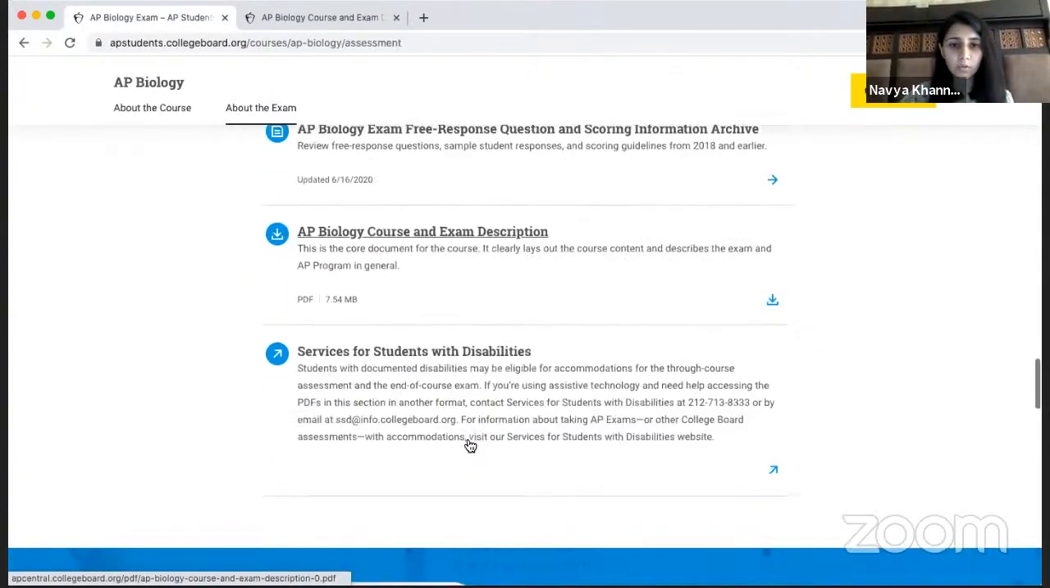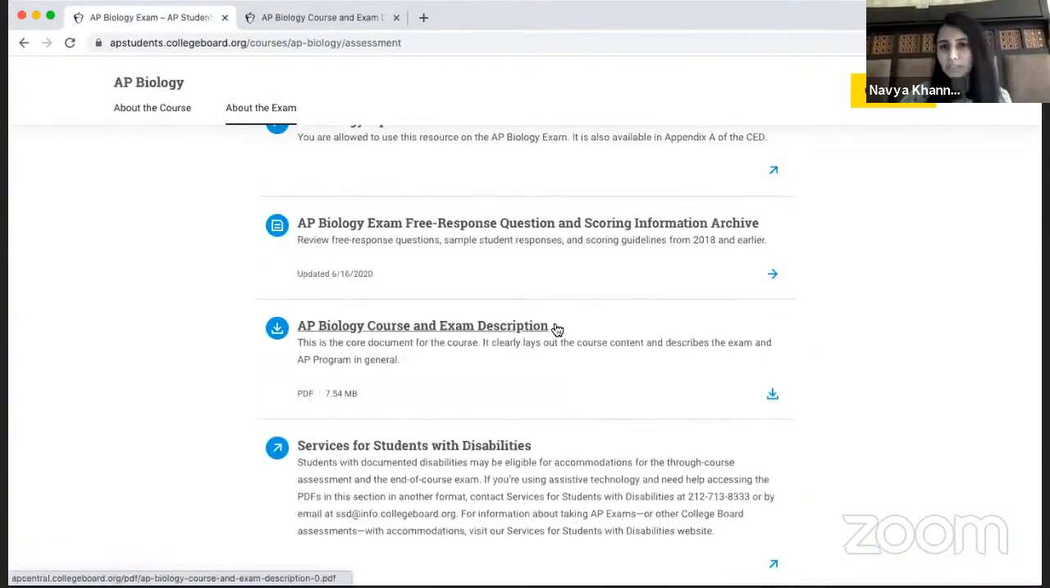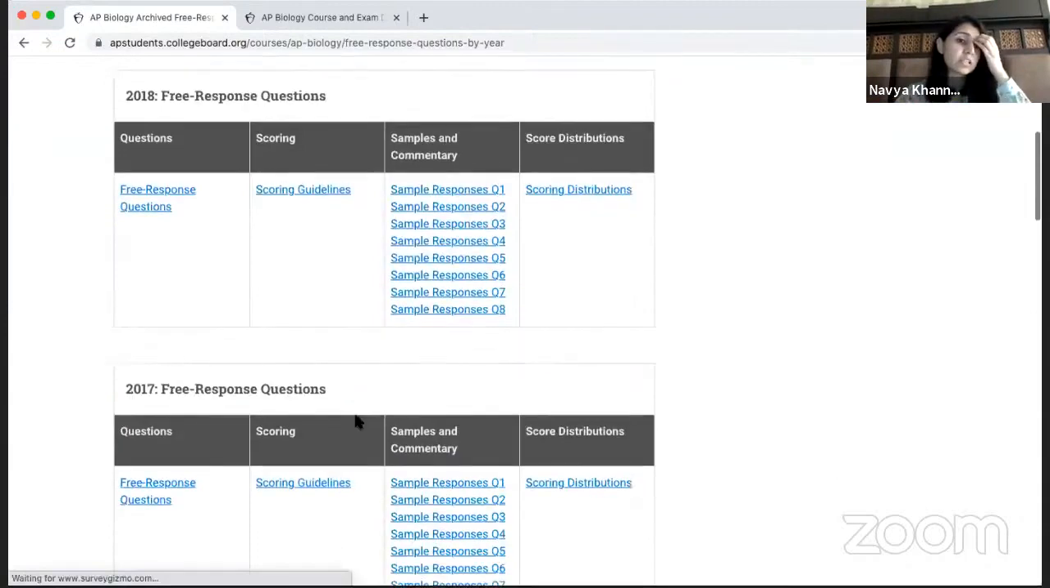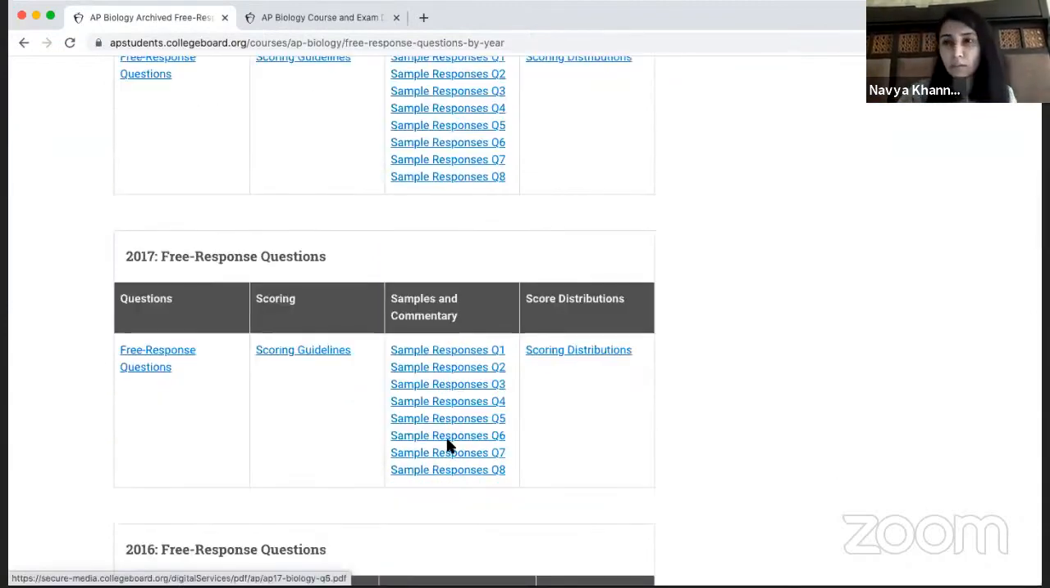And then they also have an AP Biology course and exam description. This is a smaller document. So if you just need an overview, you can go to that. And then there's free response question and scoring information archive. So this has solved papers from earlier than 2019, right? So if you click on this, you'll get to it, right? 2018, 2017, all of this is there, right?